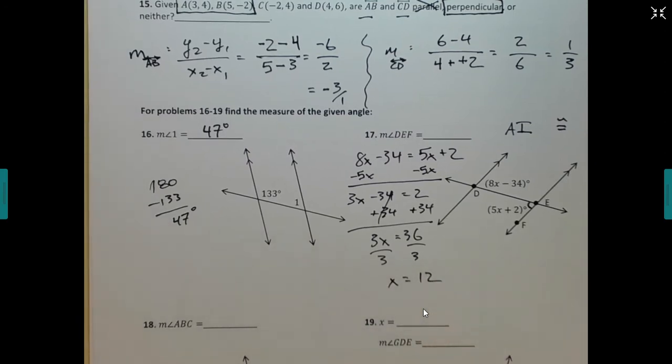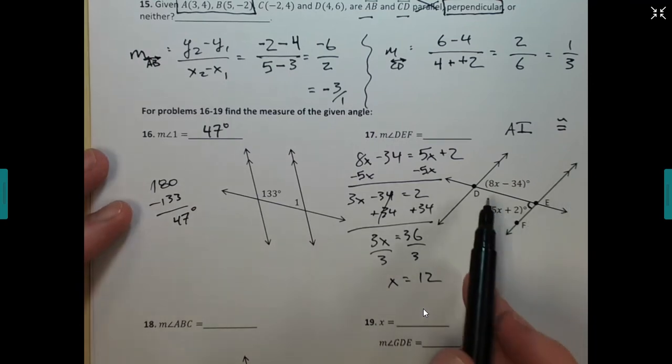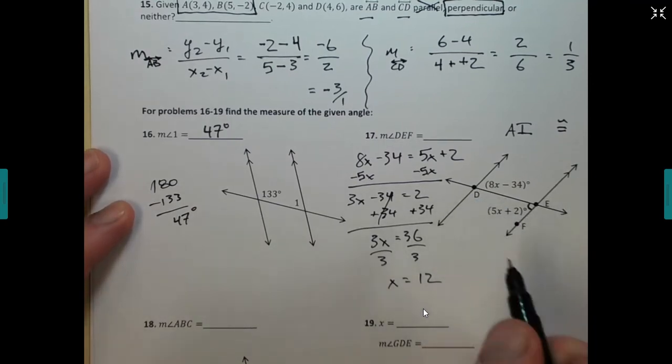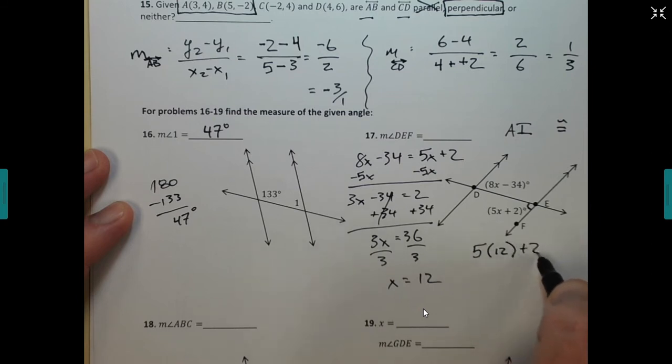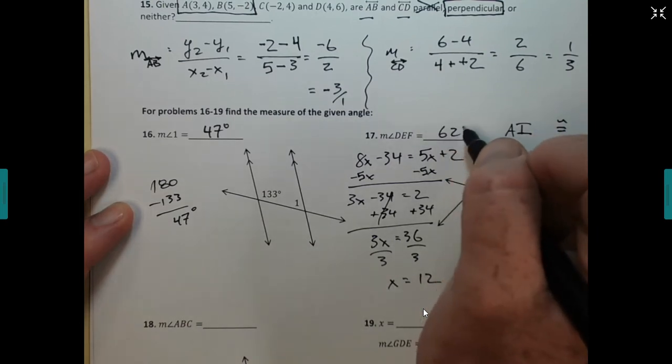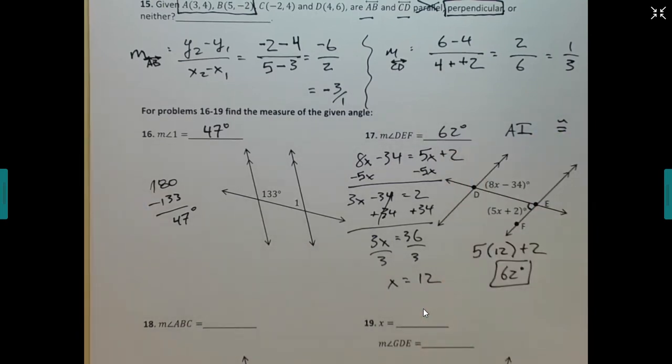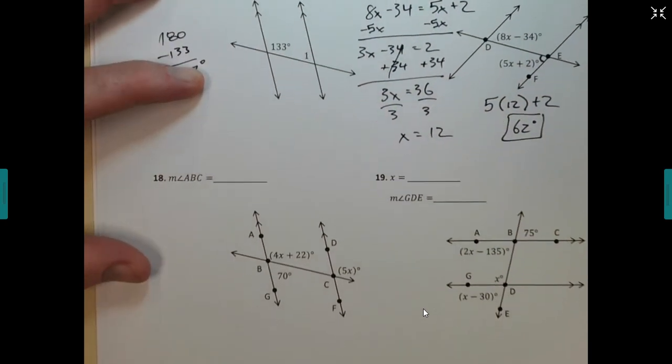And be careful, the answer is not 12. That's what x is. I want to find the measure of angle DEF. That's right here. Instead of 5 times x, I'm going to do 5 times 12 plus 2. 62 degrees is my answer. These are straight off of the test, by the way.